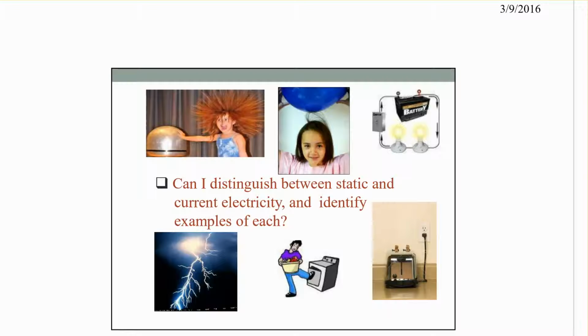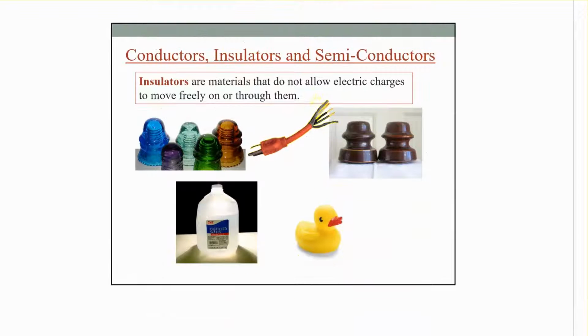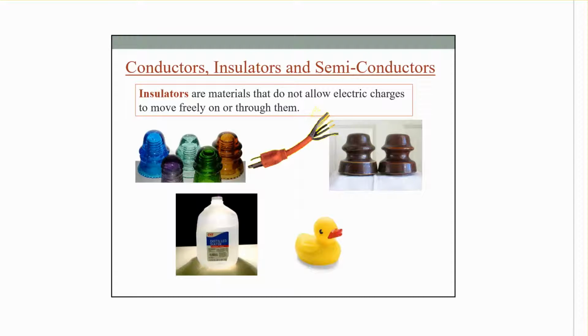So this one is: I can distinguish between static and current electricity and identify examples of each. I'm just going to show you a few different examples of both. This is also going to be an important concept: the difference between conductors, insulators, and semiconductors.